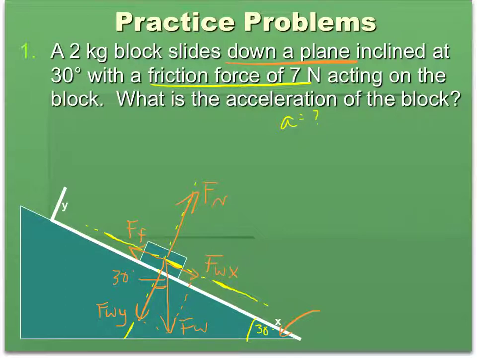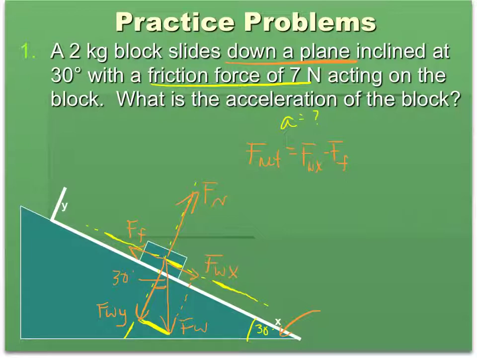Alright, we know that this block is going to accelerate, so acceleration is caused by a net force. So for this problem, I can write an equation for F net. In order for it to move down the block, we know that my FWX has to be bigger than my force of friction. So I can say that F net is FWX minus my frictional force. And I can calculate what my FWX is because I know that it is the same as this line down here, which is opposite of that 30-degree angle.